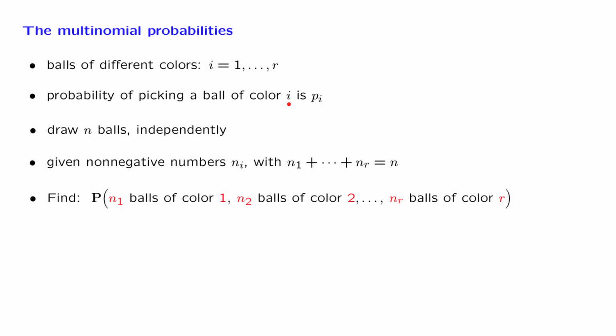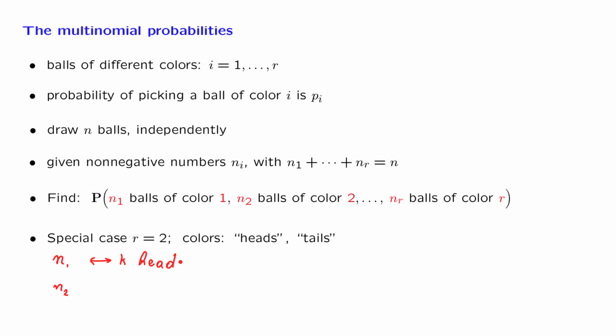And there is actually a special case of this problem which should be familiar. Suppose that we have only two colors, and instead of thinking of colors, let us think of the two possibilities as being heads or tails. And we can make the following analogy. Somebody gives us numbers n1 and n2 that add up to n, and we're interested in the probability that we get n1 of the first color and n2 of the second color. Well, we could think of this as a setting in which we're asking for the probability that we obtain k heads and n minus k tails.